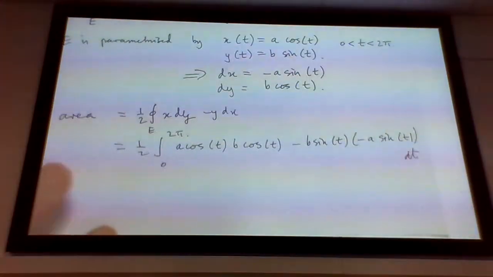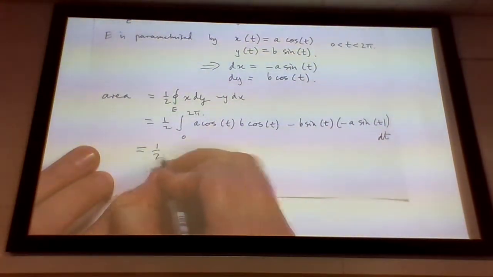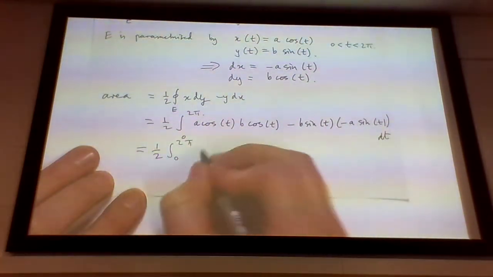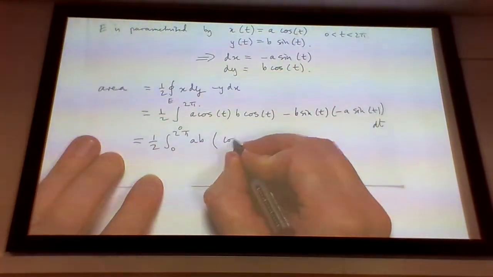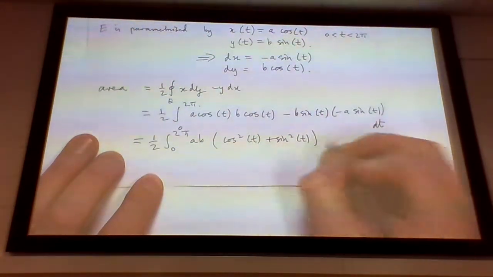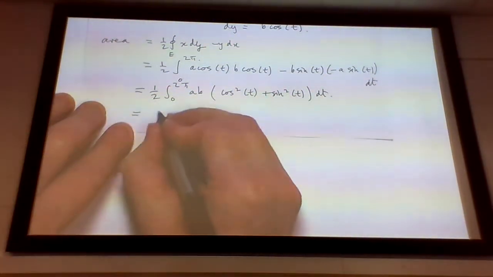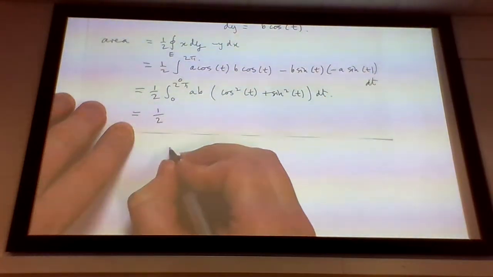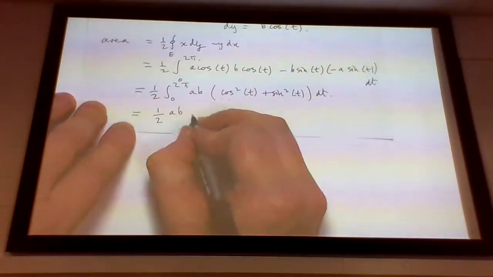Okay. Where were we? Okay, so let's embrace this. So you can kind of see what's going on. You've got ab, factorize out the ab, and you've got our familiar thing, cosine squared plus sine squared of t, dt, which is, of course, 1. And the ab is independent of t. a and b are fixed constants, so they can move to the outside.